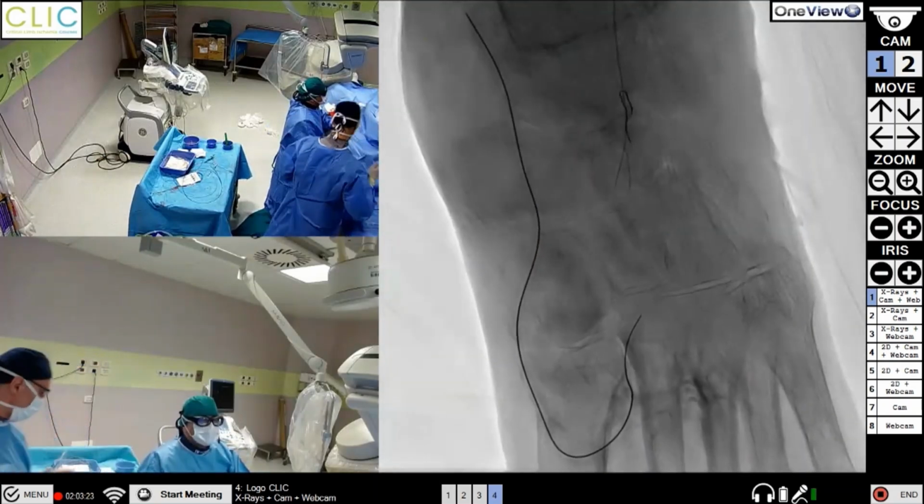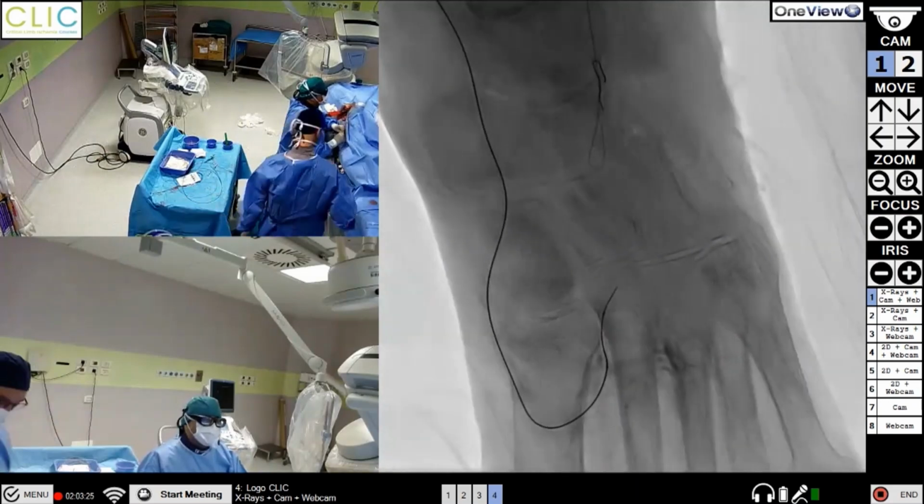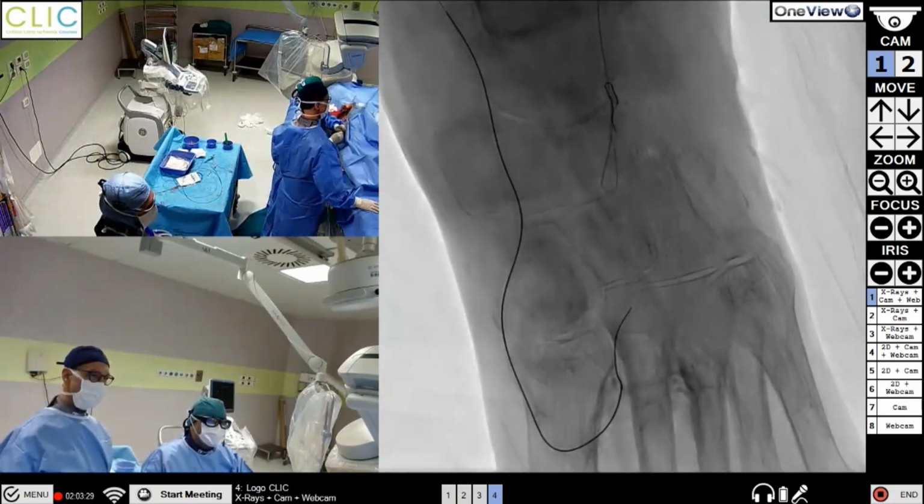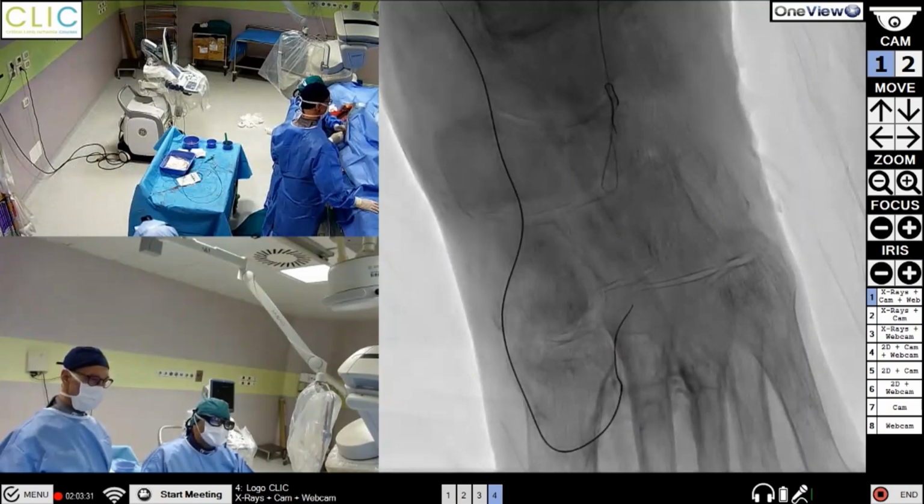Tired? Yeah, already. It's the first case at 9:30 in the morning.